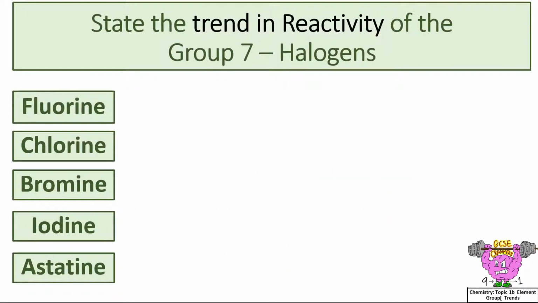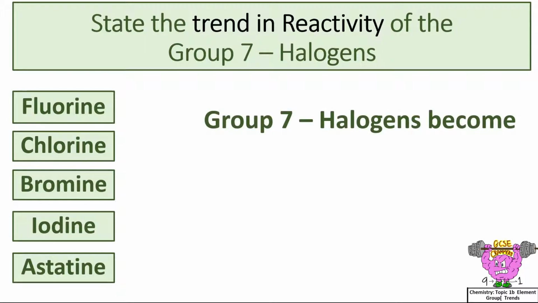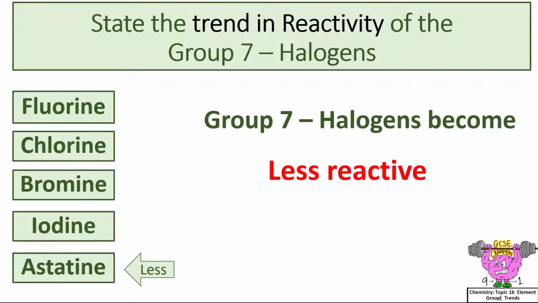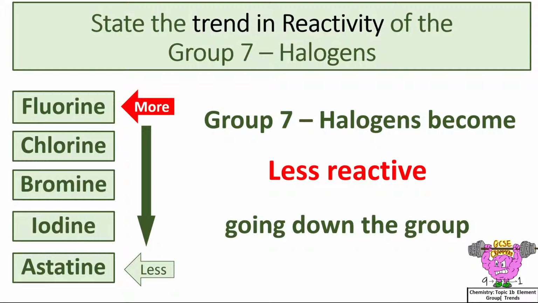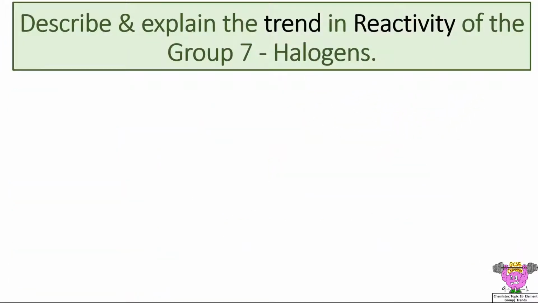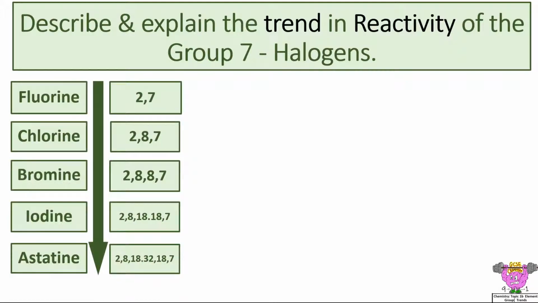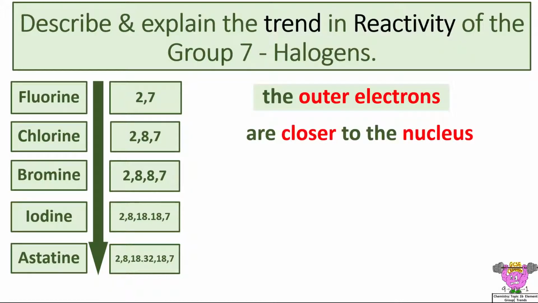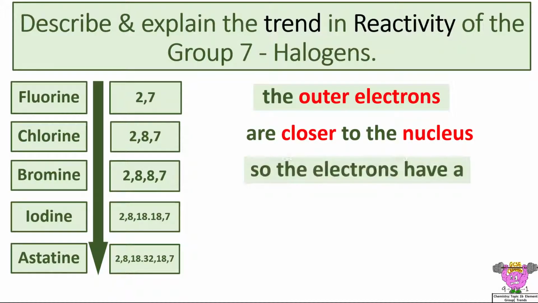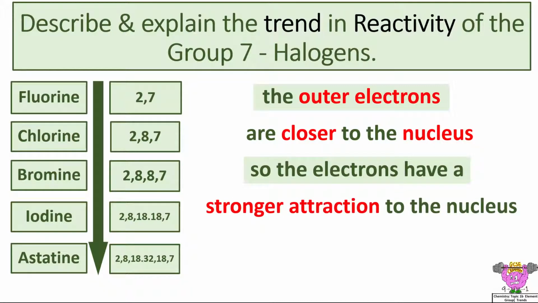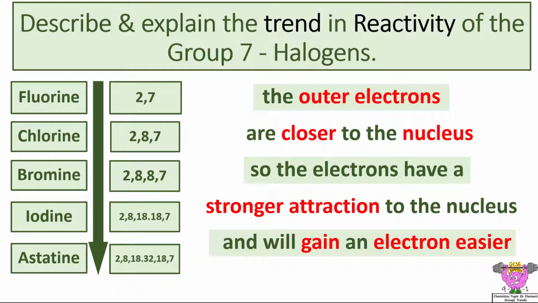State the trend in reactivity of the Group 7 halogens. Group 7 halogens become less reactive going down the group. Describe and explain the trend in reactivity. Group 7 halogens become less reactive as they go down the group because the outer electrons are closer to the nucleus, so the electrons have a stronger attraction to the nucleus and will gain an electron easier.